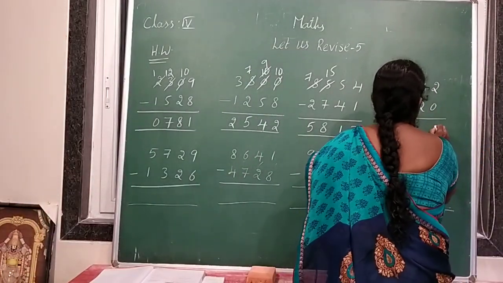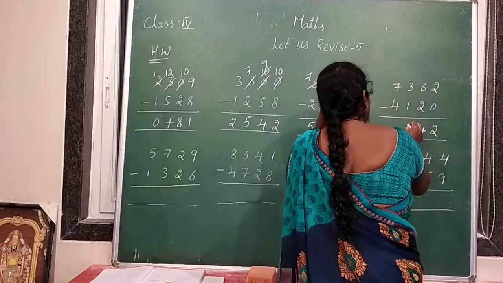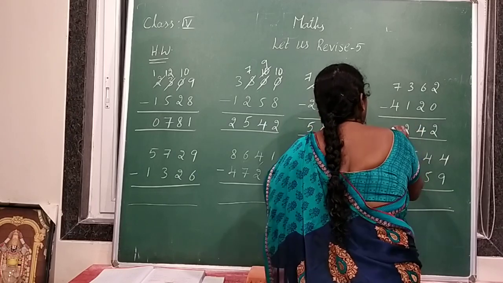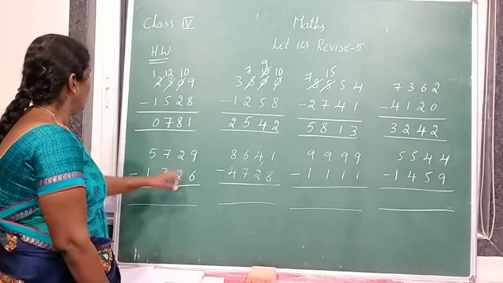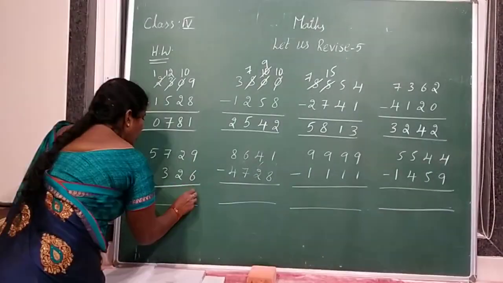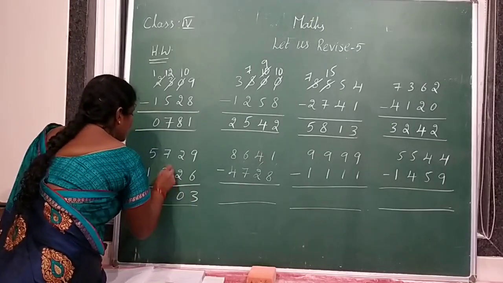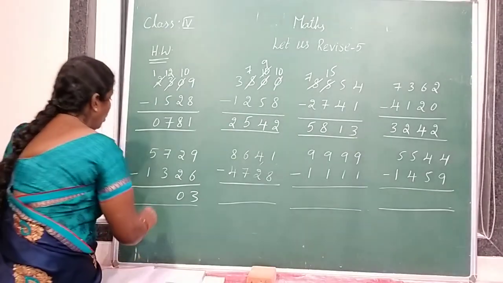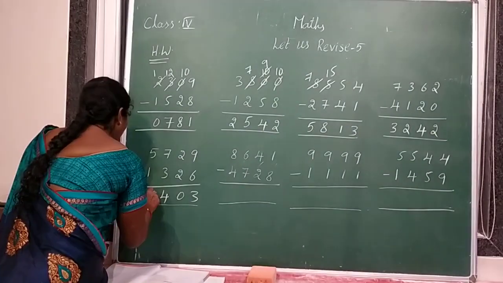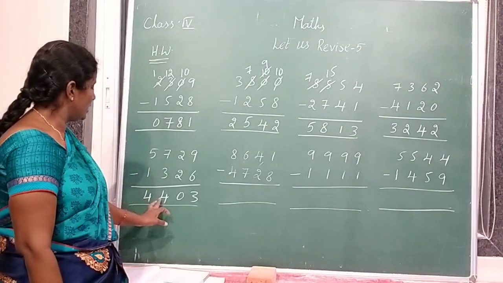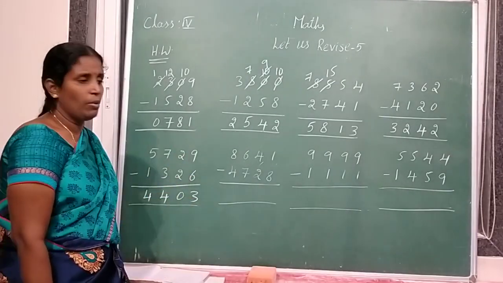0. Very good. 10 minus 6 is 4. 3 minus 1 is 2. 7 minus 4 is 3. Got the same answer? Yes. 9 minus 6, 3. 2 minus 2, 0. 7 minus 3 is 4. 5 minus 1 is 4. Okay children, what is the answer? 4403. Simple subtraction. There is no borrow.